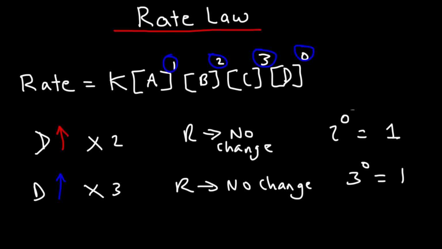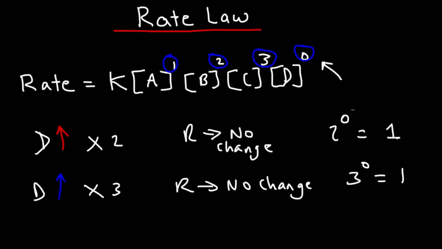Let me say that again. The rate of a reaction doesn't depend on a reactant that is 0 order. So in this case, for this particular example, the rate doesn't depend on a concentration of D. If you increase D or if you decrease it, the rate of the chemical reaction will still be the same. So a 0 order reactant has no effect on the rate of the reaction.